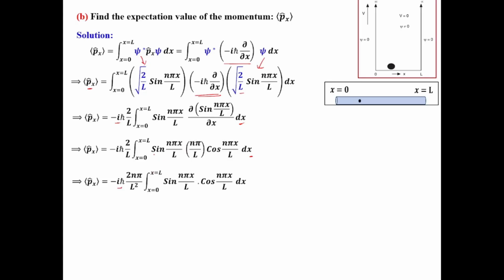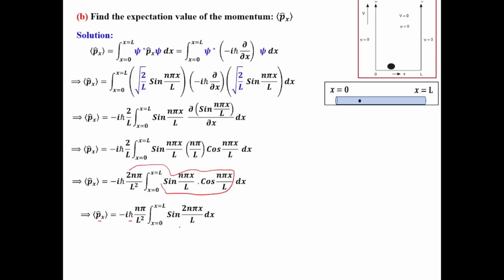Here you can see n pi by L, and 2 n pi by L is taken outside of this integration, it will be 2 n pi by L square, integration limit 0 to L, sine n pi x by L cos n pi x by L dx, right? That implies the expectation value of the momentum will be iota h cross. Here this 2 into sine n pi x by L into cos n pi x by L can be written as sine 2n pi x by L.